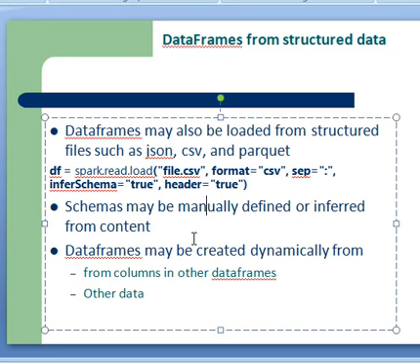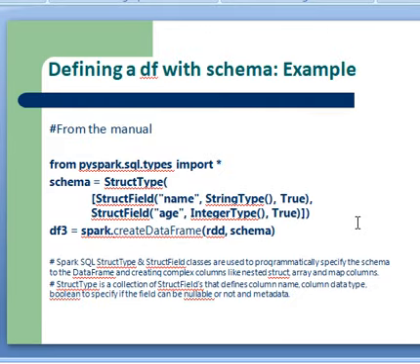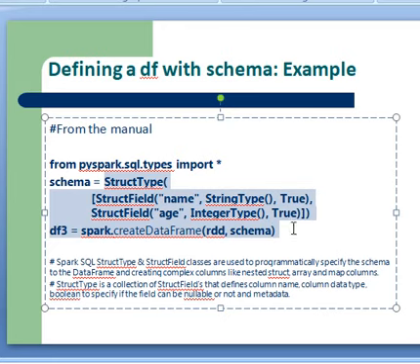So different from a normal SQL or relational database, a data frame may be created dynamically from other data frames, in several different columns, and then from other data sources. So this is how we are going to define the schema. You will see the schema is defined this way. This is how we define it, and then we create this data frame, which is a resilient dataset under the schema.